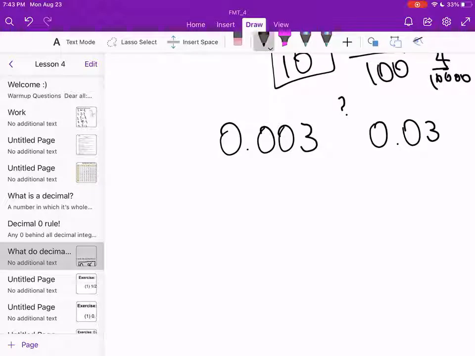So Molly, can you tell me which number is greater and why? The 0.3.